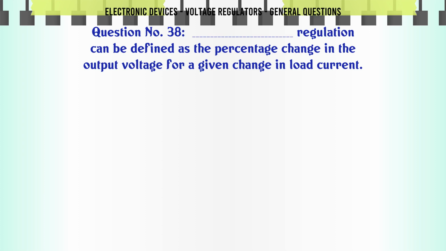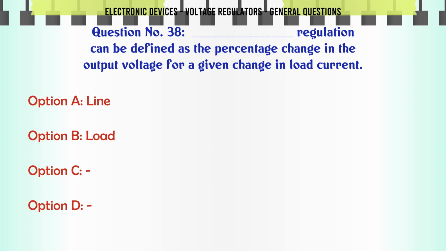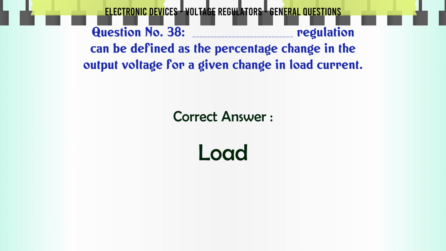Regulation can be defined as the percentage change in the output voltage for a given change in load current. A. Line, B. Load, C. D. The correct answer is load.